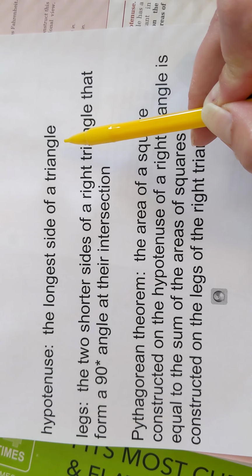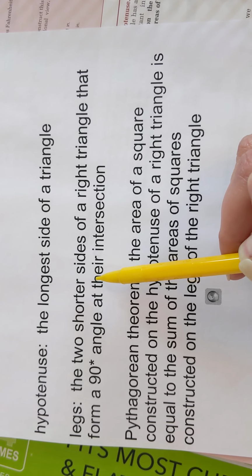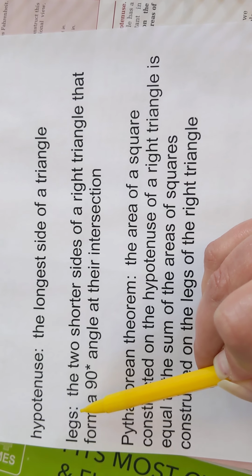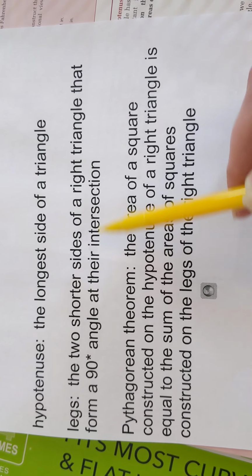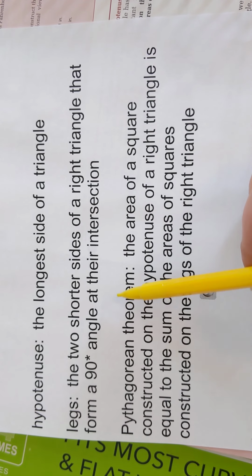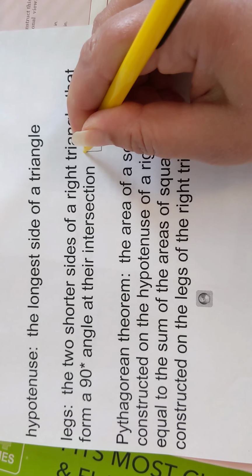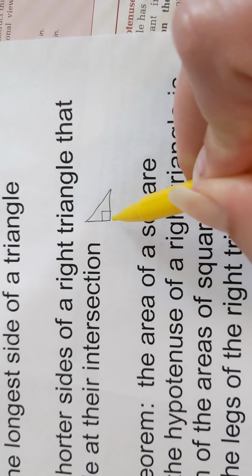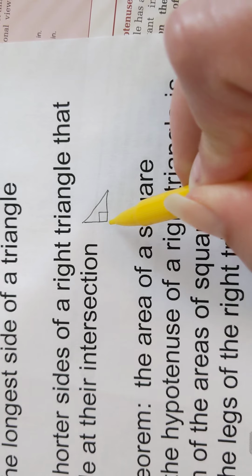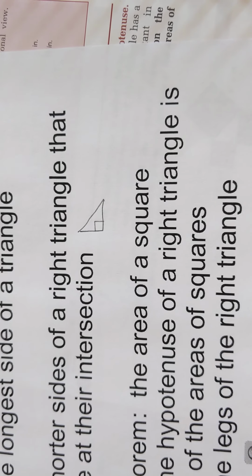The other two sides of the triangle, or the shorter sides of a right triangle, for example, are called the legs. On a right triangle specifically, those form a 90-degree angle at their intersection. So if I were to draw a right triangle, this longest side is going to be the hypotenuse. This is a leg and this is a leg. The legs come together to form that 90-degree angle.